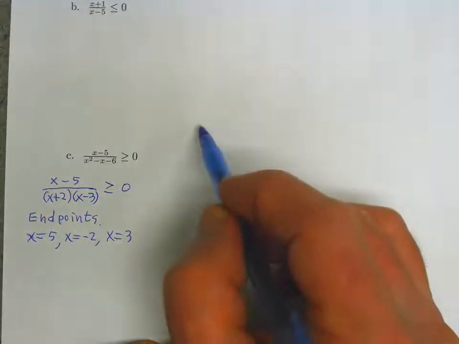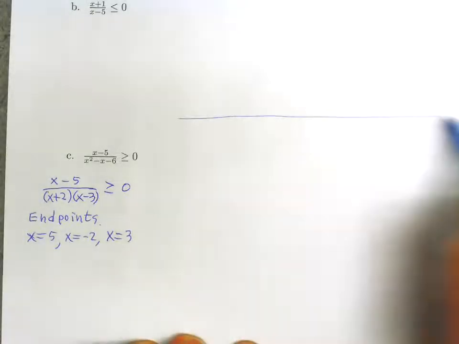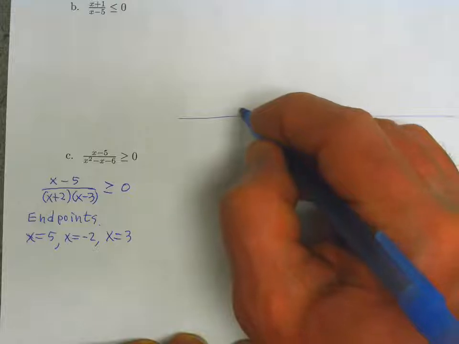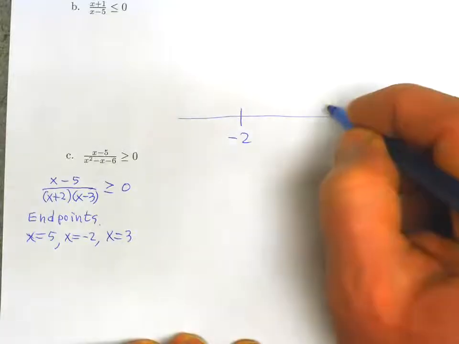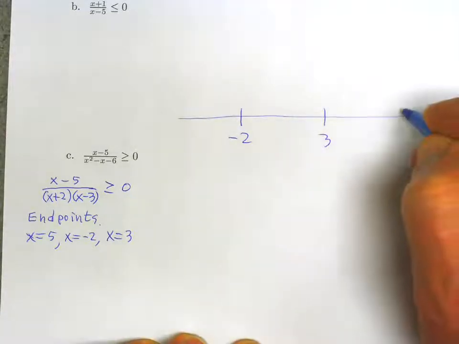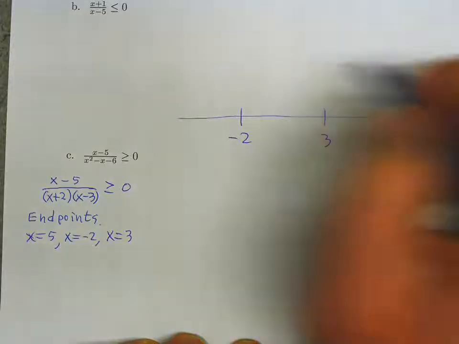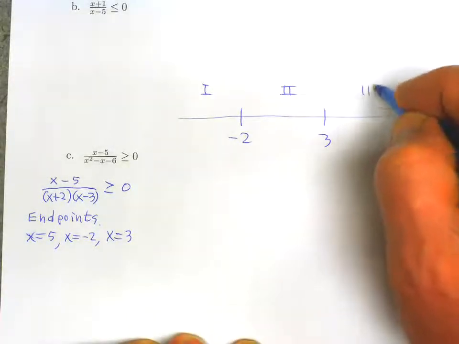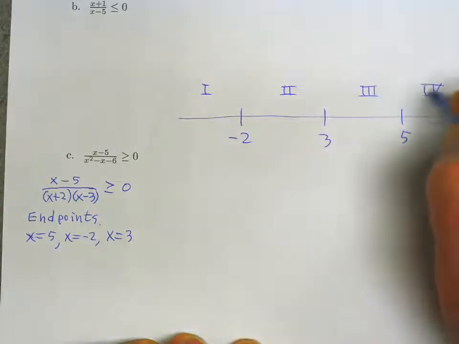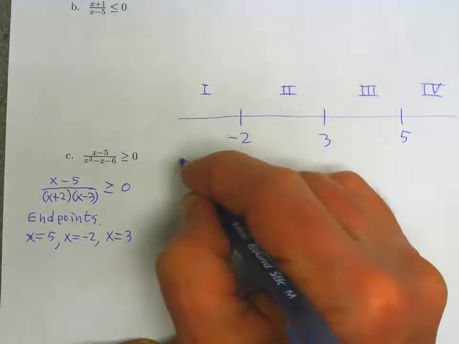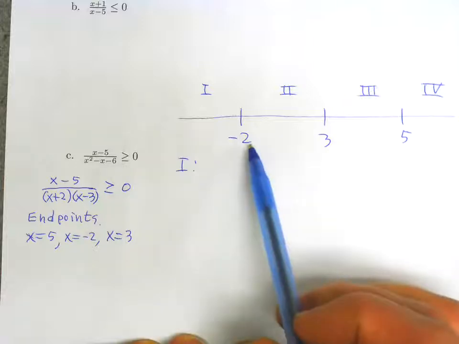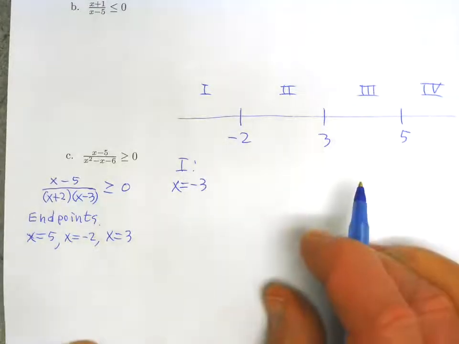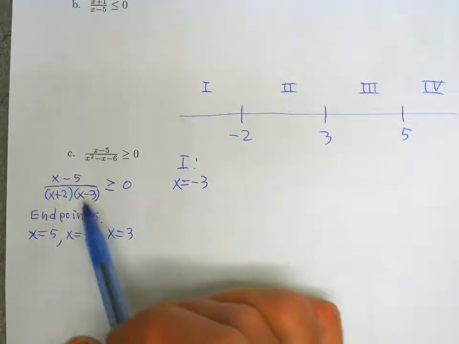Okay, then divide the number line into 4 separate intervals. So negative 2 is to the left of 3, which is to the left of 5. So we have 4 intervals to test. Okay, in the interval on the left, between negative infinity and negative 2, I'll pick x to be negative 3. And then I'm going to use the factored form.